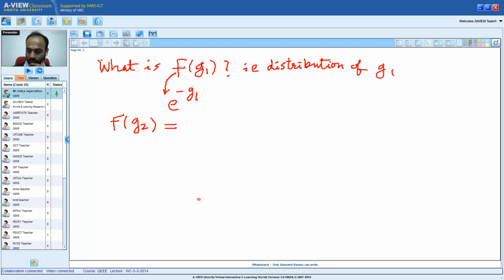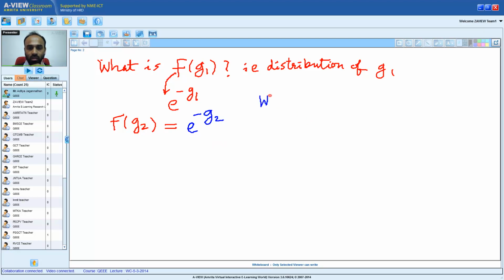What is the distribution of G2? The distribution of G2 is e to the power of minus G2. Very good. Therefore, what is the joint distribution?